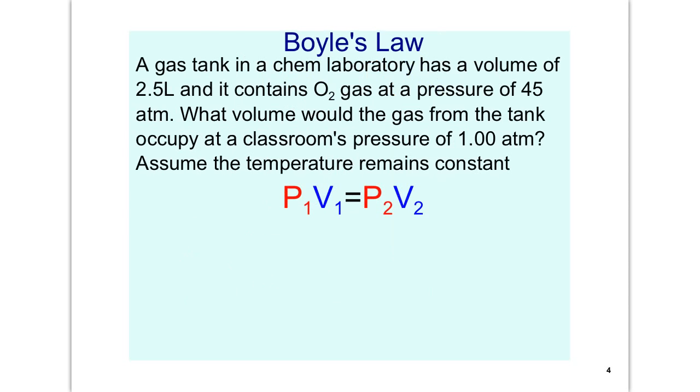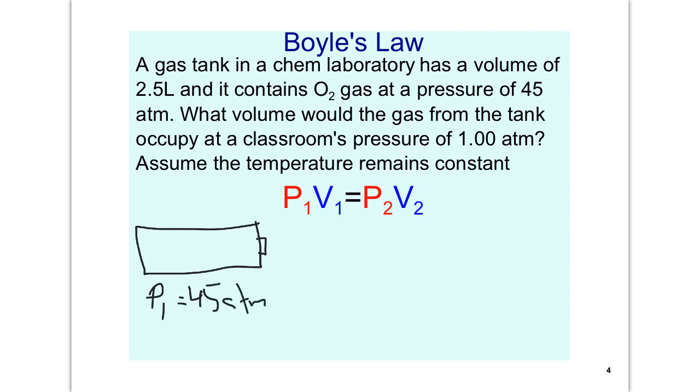Alright, and here's a good practice problem for us. A gas tank in a chem laboratory, and we actually have stuff like this. Picture if you go to fill up your car tires or anything, they'll store everything in a giant canister that's stored under a ton of pressure. That way you can keep it in a smaller, manageable volume, but you store this gas at a really, really high pressure. In this case, our pressure 1 is going to be 45 ATM.